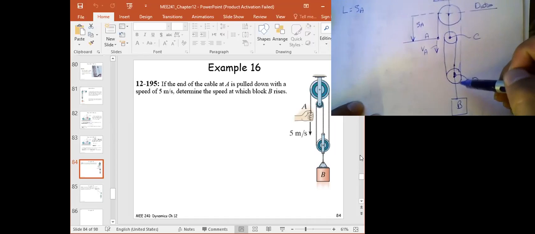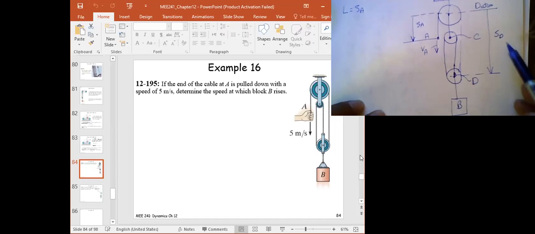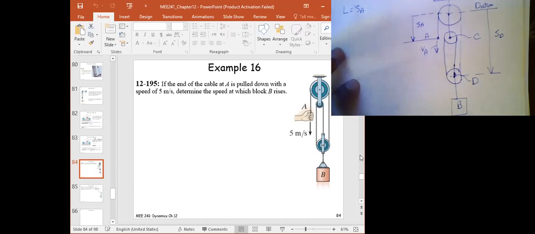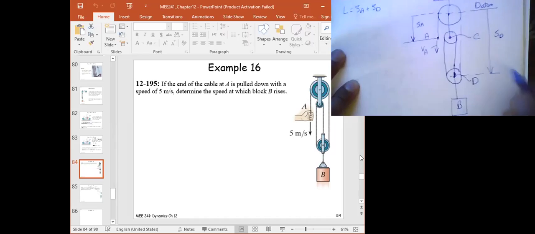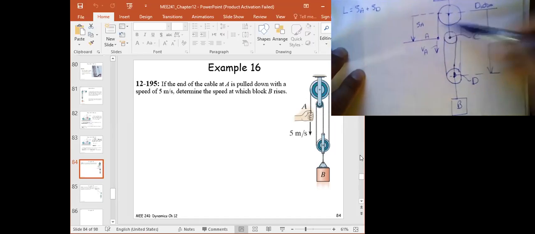So I don't need to incorporate that. So maybe I can go all the way down and then incorporate this length here. So it might be a good idea to actually get this guy, right? So this guy is going to be what? Let's call it SD. SD, exactly. So the length of the cable is going to be equal to SA plus what? Plus SD. Good. So now basically we have covered this portion.